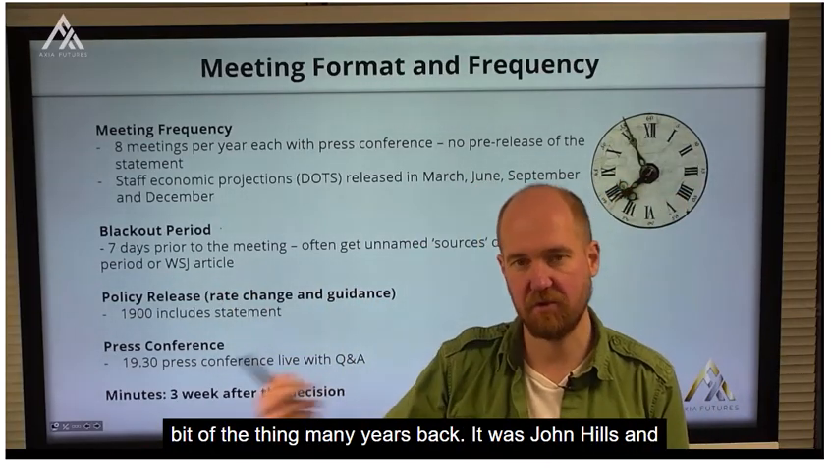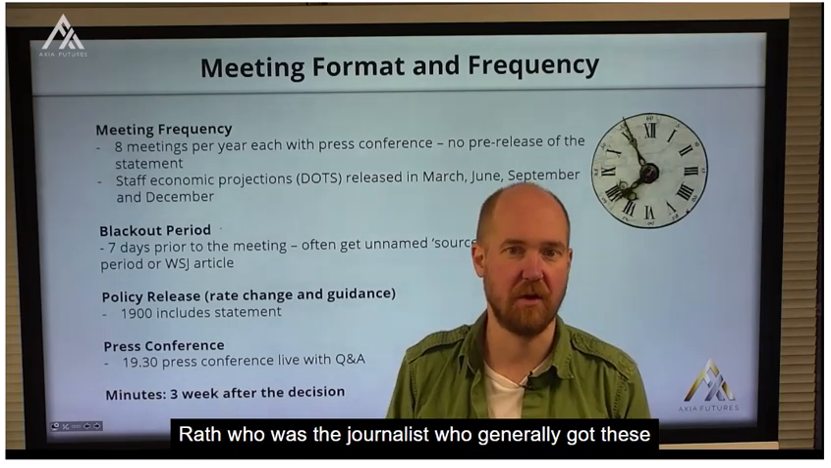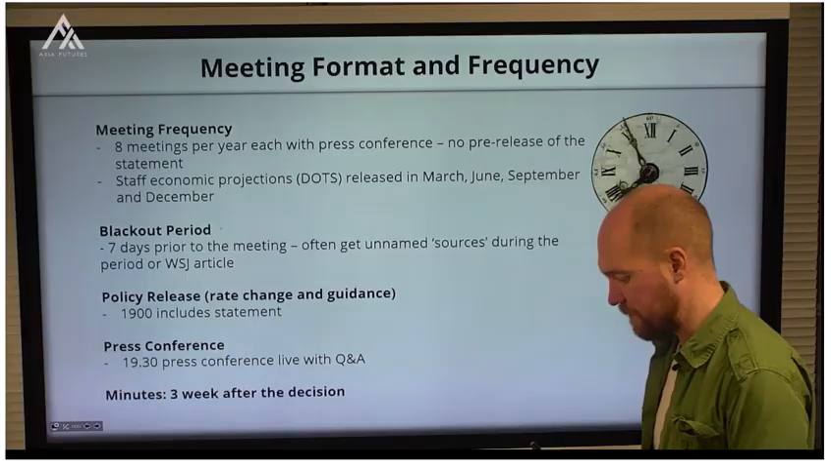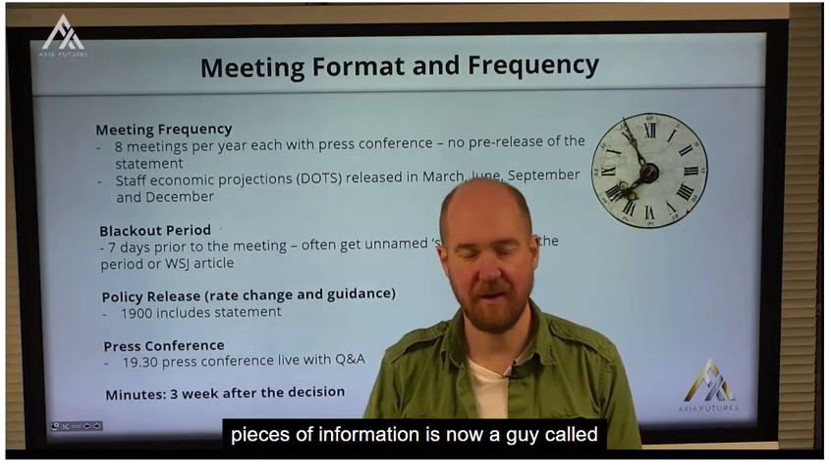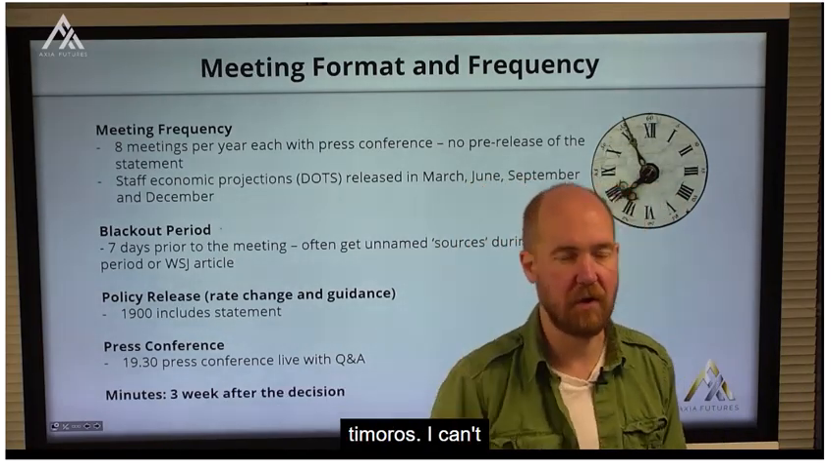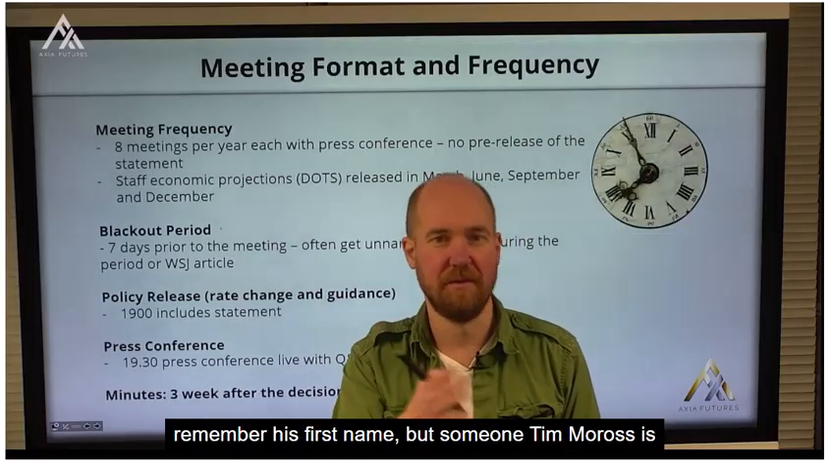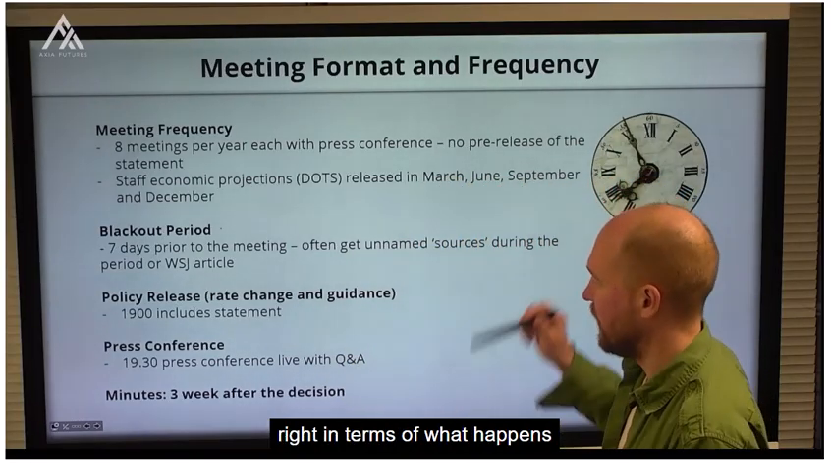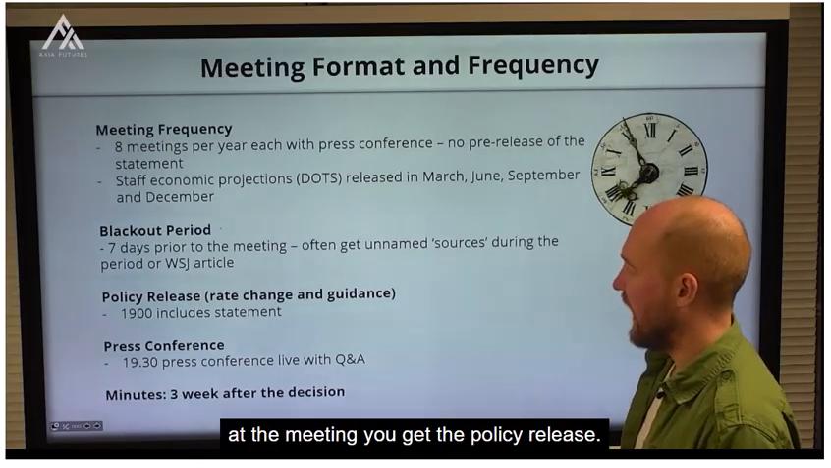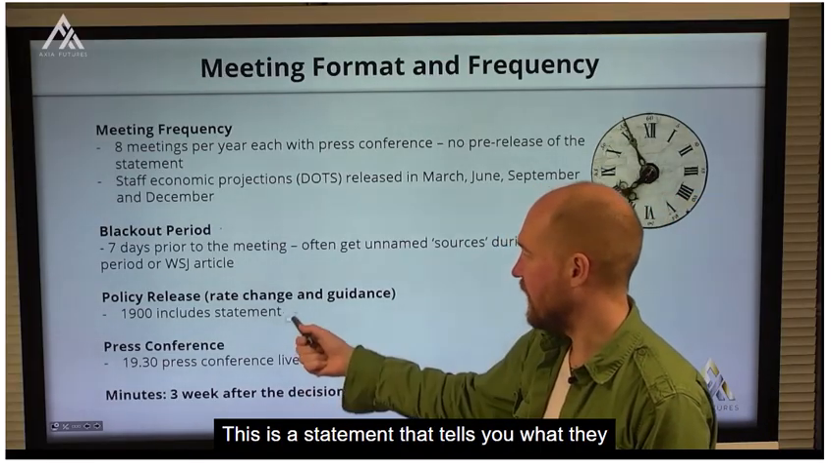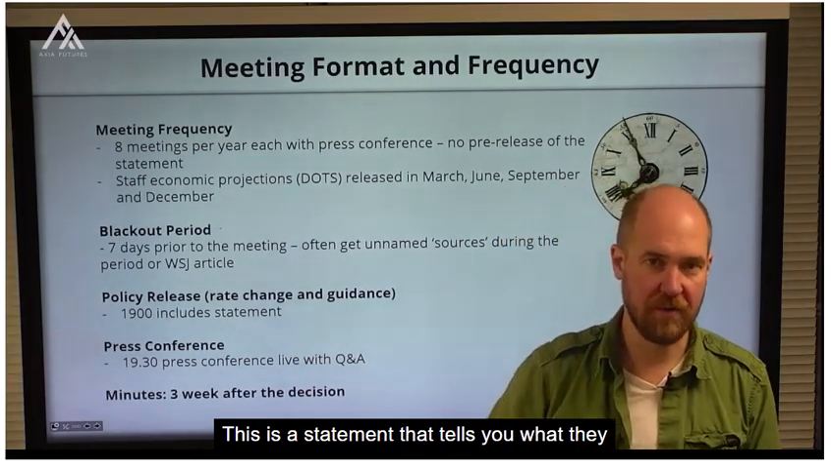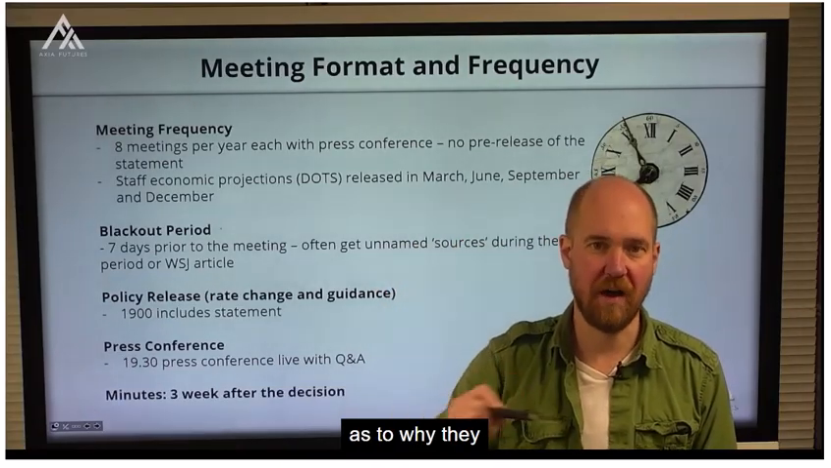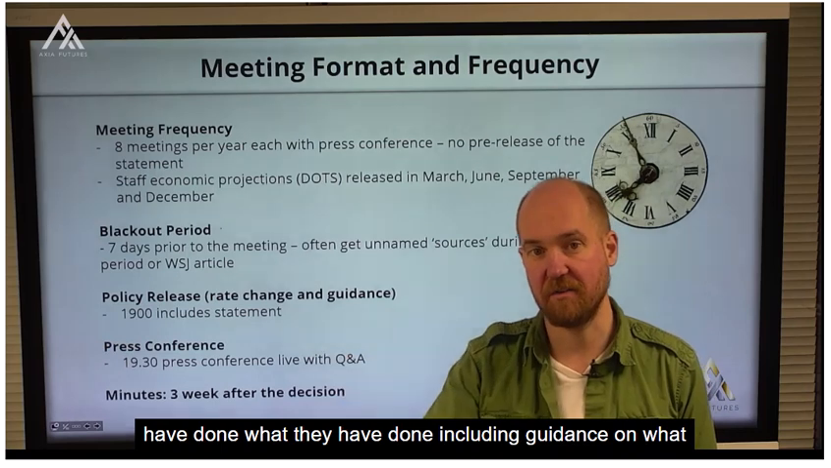Many years back, it was John Hilsenrath who was the journalist who generally got these pieces of information. It is now a guy called Timiraos. I can't remember his first name, but someone Timiraos is the man at the Wall Street Journal who seems to get the stuff. Right, in terms of what happens, at the meeting you get the policy release. This is a statement that tells you what they have done and a brief explanation as to why they have done what they have done, including guidance on what is likely to come next.